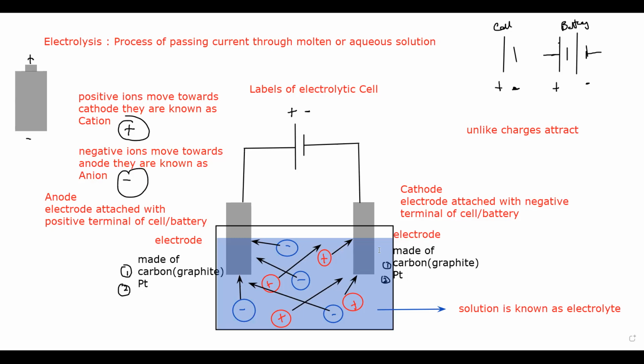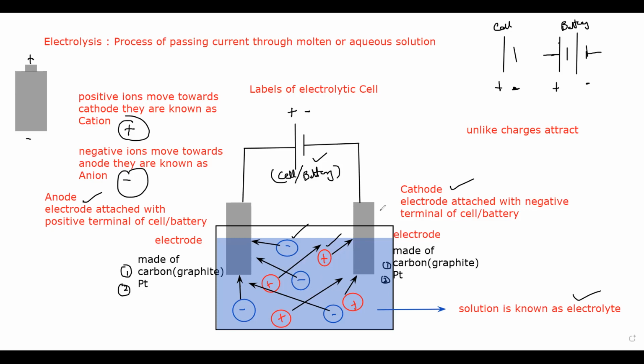Is it clear? First thing, the labels of an electrolytic cell. Whenever you have an electrolytic cell, what are the things in it? Number one, it will have either a cell or a battery. It will have electrodes, a cathode and an anode, and it will have electrolyte. Inside the electrolyte there will be positive and negative ions, which are known as cations and anions. Is it clear?